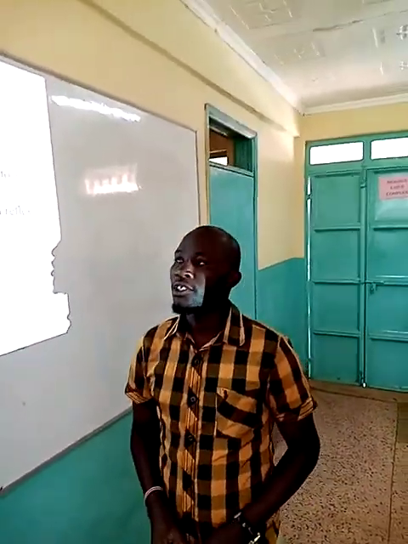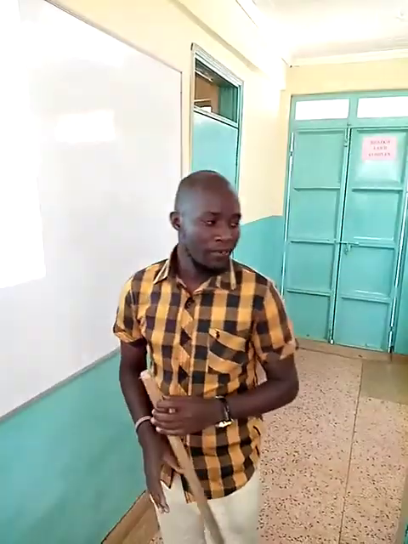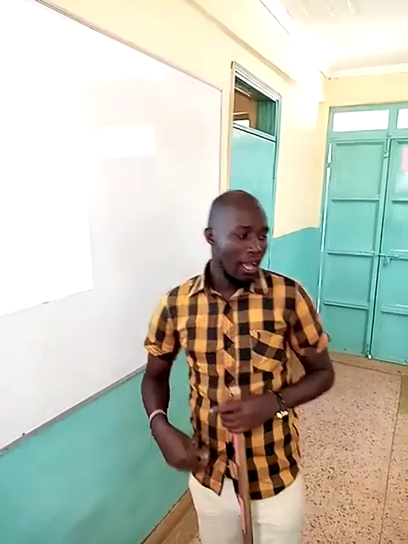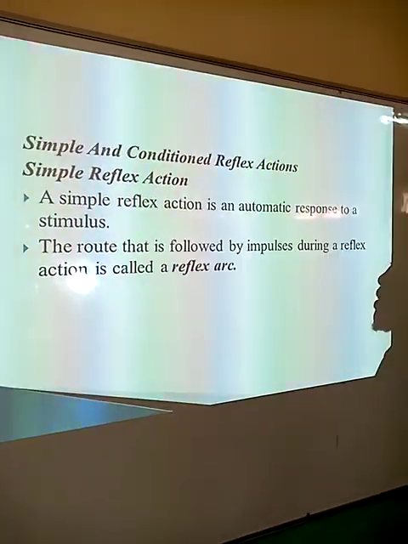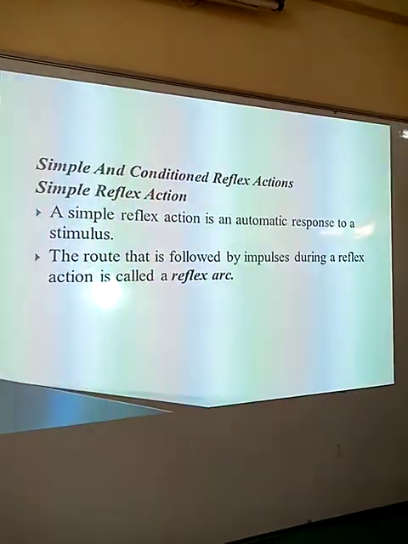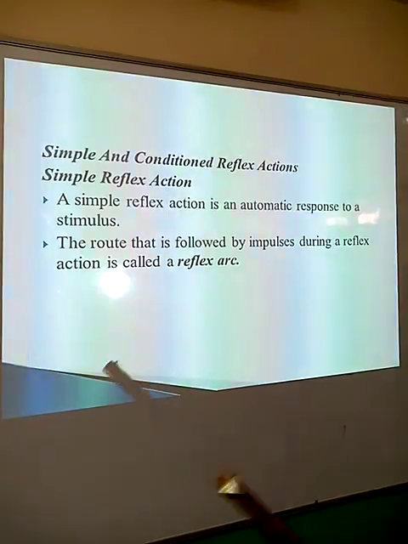So from our previous lesson, we had talked about the neurons, and we now know that we have the sensory neuron, the motor neuron and the relay neuron. Today we're going to look at how an impulse is transmitted, and we have two types of impulses. We have what we are calling a simple reflex action, and the other one that we're going to see is conditioned reflex action. So first of all, we have to look at a simple reflex action.